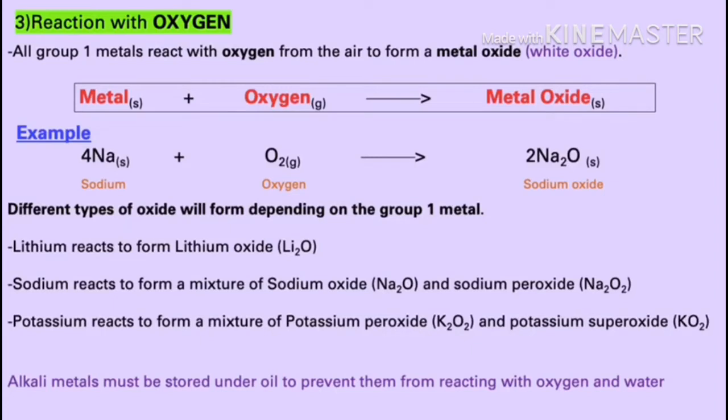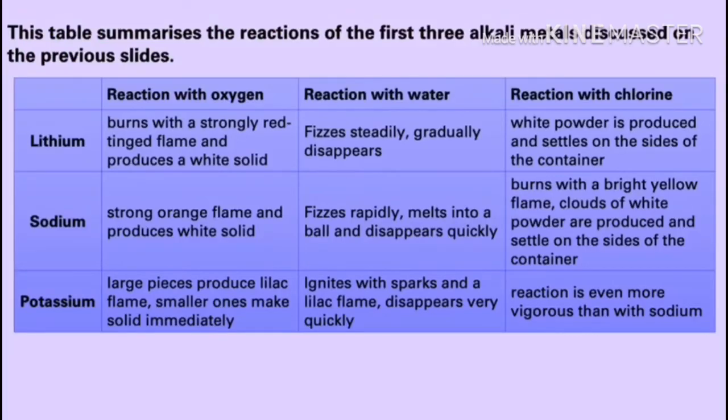Different types of oxide will form depending on the Group 1 metal. Lithium reacts to form lithium oxide. Sodium reacts to form a mixture of sodium oxide and sodium peroxide. Alkali metals must be stored under oil to prevent them from reacting with oxygen and water. This table summarizes the reaction of the first 3 alkali metals discussed on the previous slides.